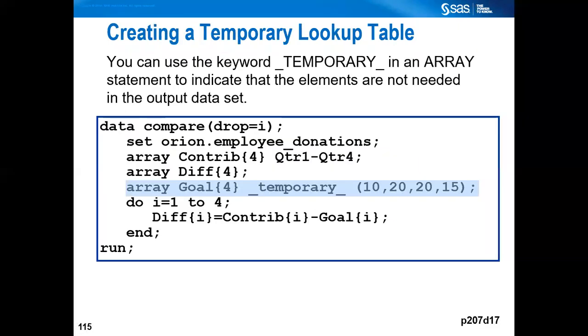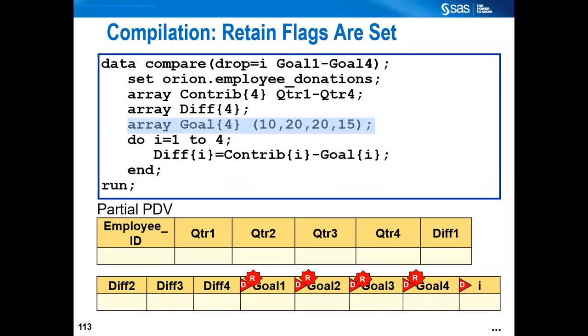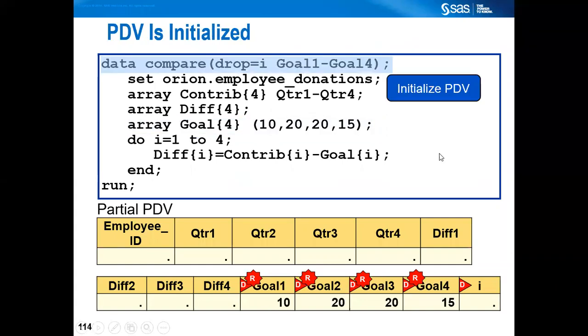I hope the slides are clear. Did you understand this? When you're providing the array with initial values, those values get retained. Got it, everyone?